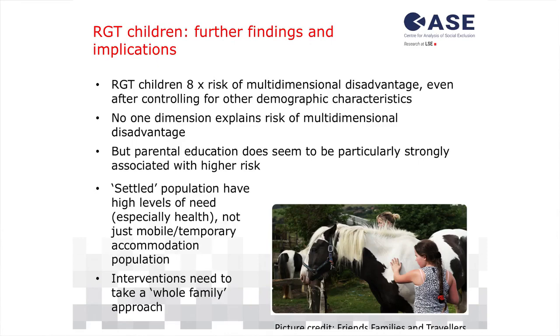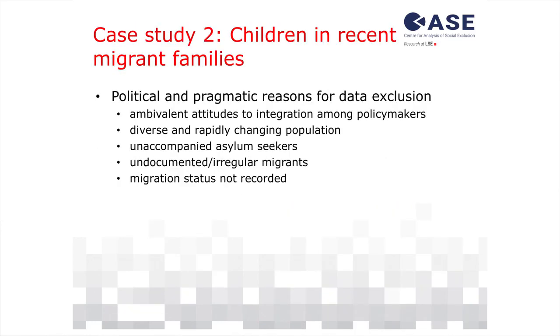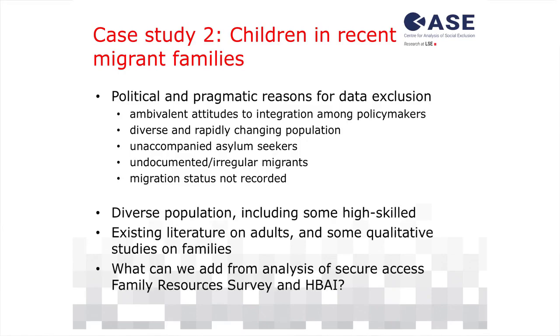The so-called settled population, so the population in houses and flats, have high levels of need, especially health needs. And it's clear that interventions need to take a whole family approach given the significance of the parental education as well as the child's. Our second case was children in recent migrant families. And again, there are both political and pragmatic reasons for data exclusion. And a particular challenge here is that this is a very diverse population.